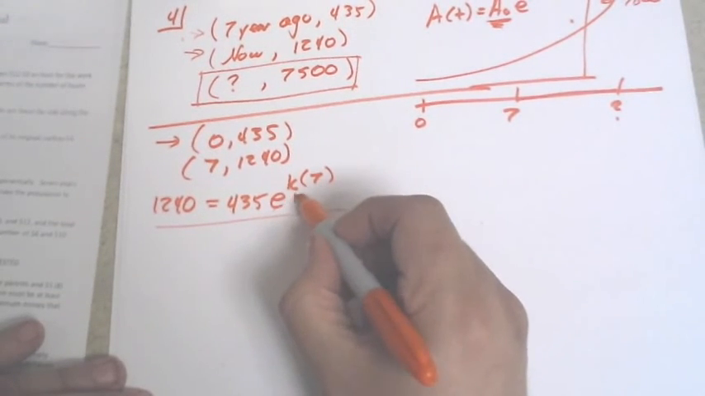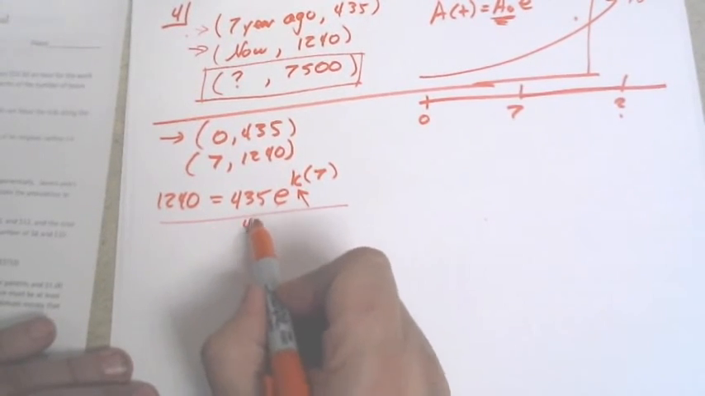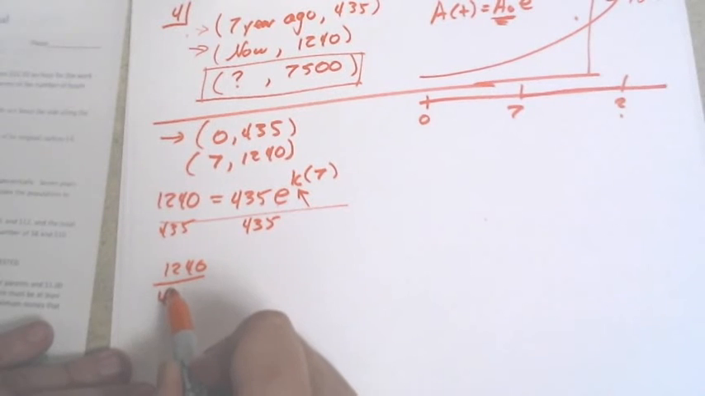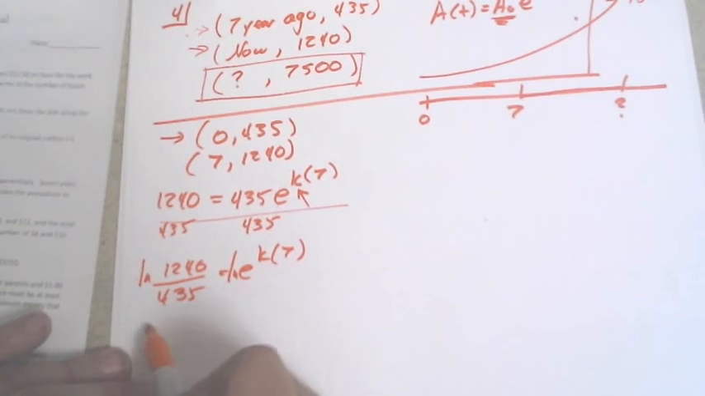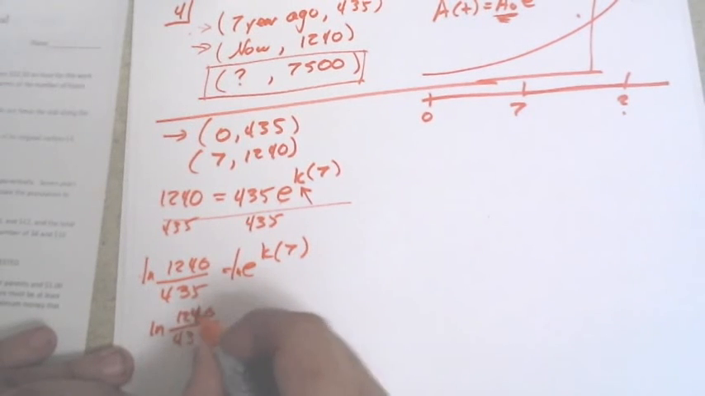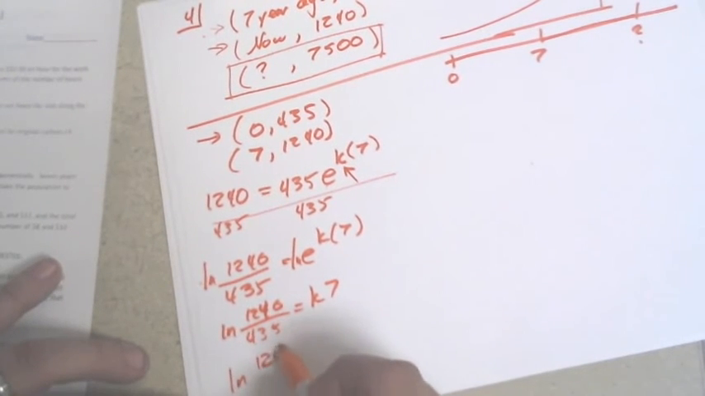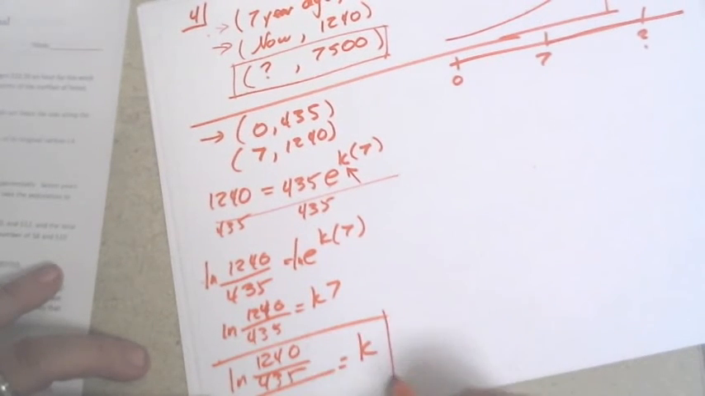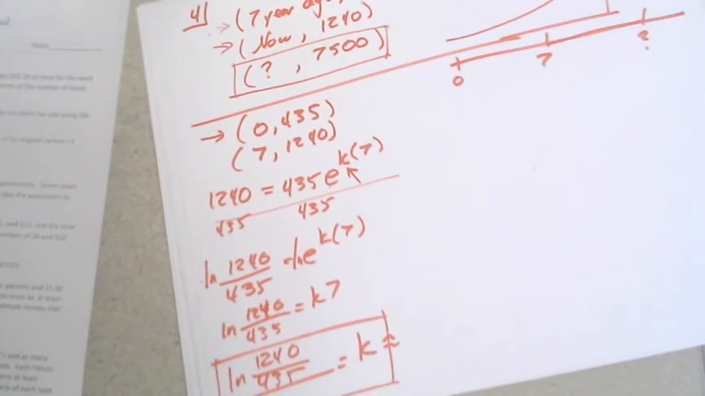Our goal is to find the constant that tells us how fast that growth actually was, so we can answer subsequent questions. So I'm going to divide both sides by the 435, get the 1240 divided by 435, whatever that is, equals e to the k times 7. Again, your natural log gets rid of your e, so the natural log of 1240 divided by 435, you can simplify that if you want, equals k times 7. So the natural log of 1240 divided by 435, all divided by 7, is going to be your k. And again, you can clean that up some, but really in practice, we're going to use that decimal approximation.